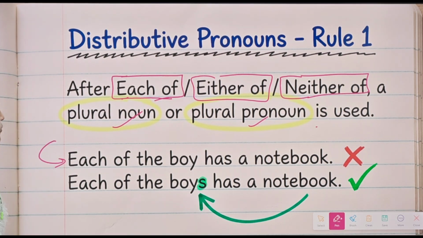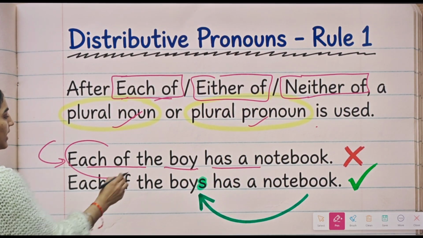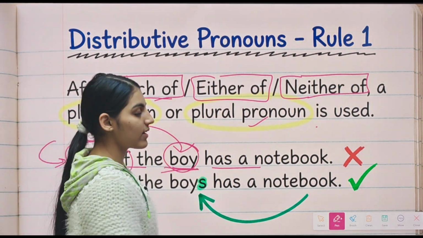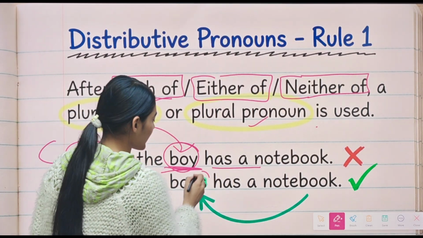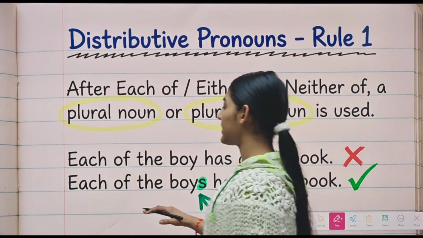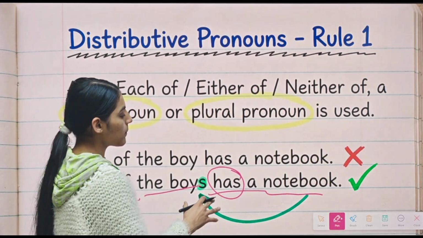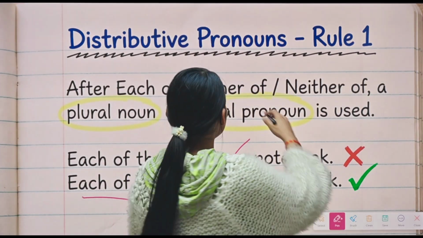This is the example that we have. Each of the boy has a notebook. Since I told you each of, after that we will use a plural noun. So boy here is a noun, but this noun is in singular form. Adding s to that makes it plural. So the correct sentence will be: each of the boys has a notebook. One more important thing here is that we will use the singular form of the verb with these words.